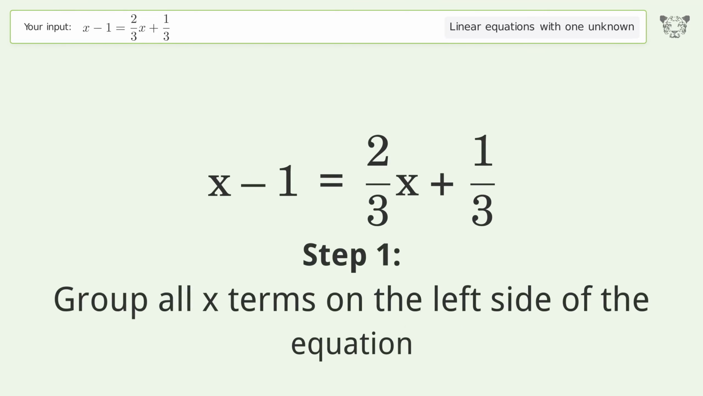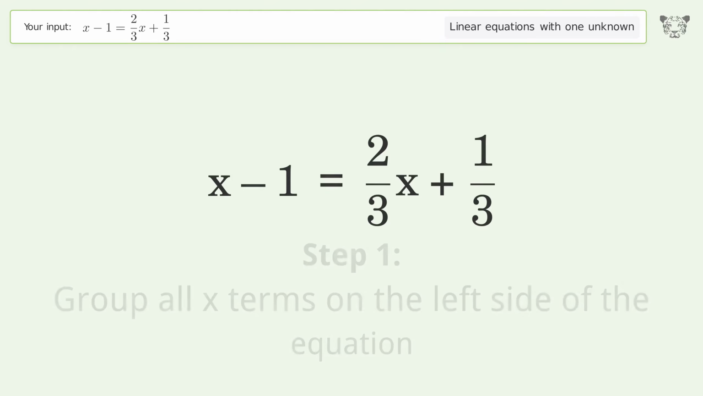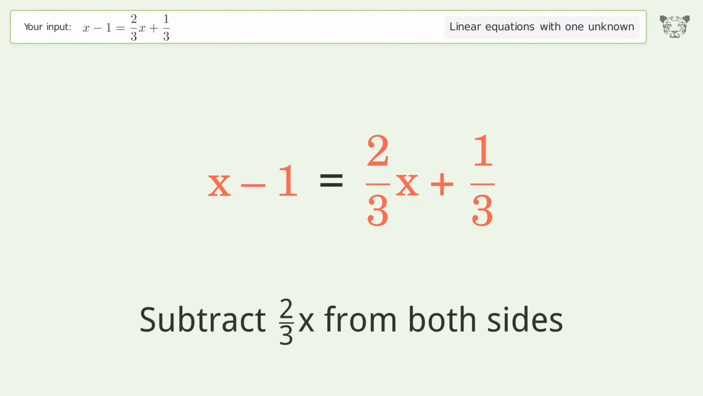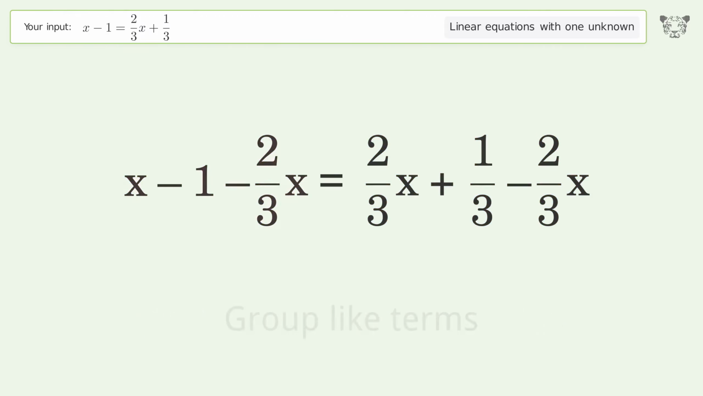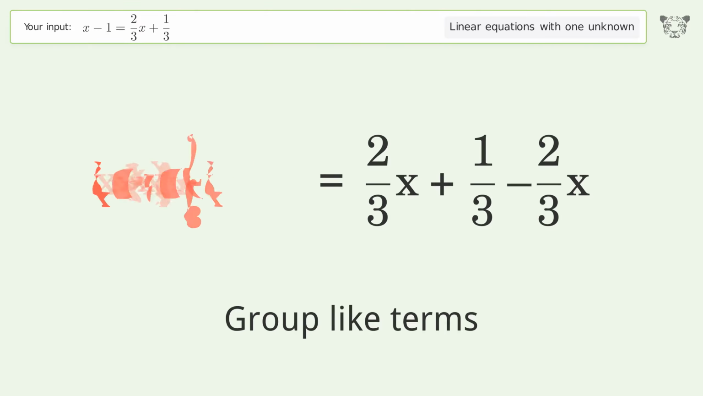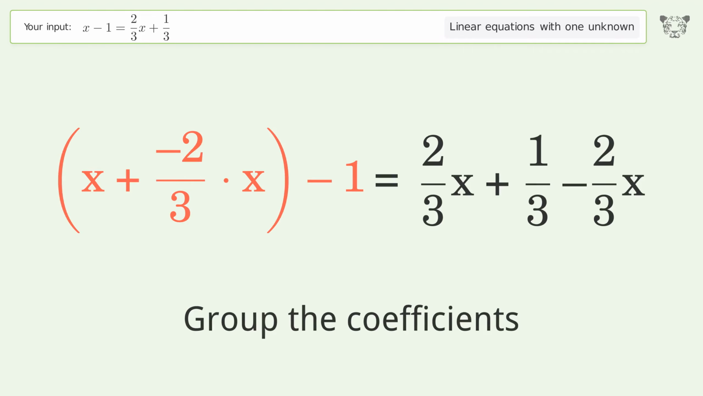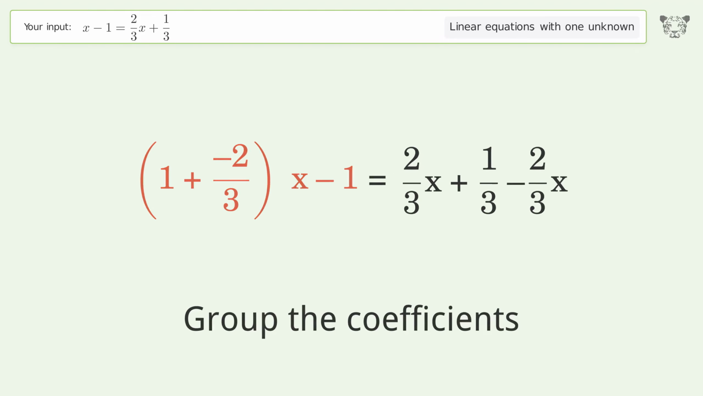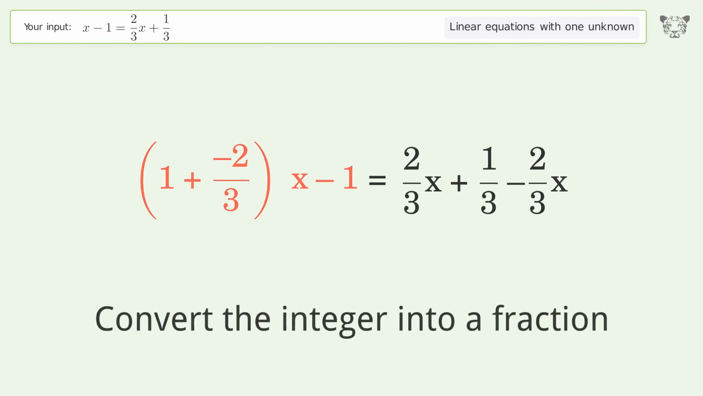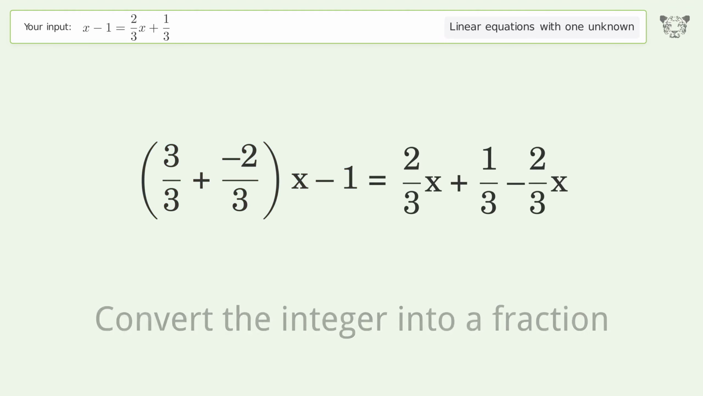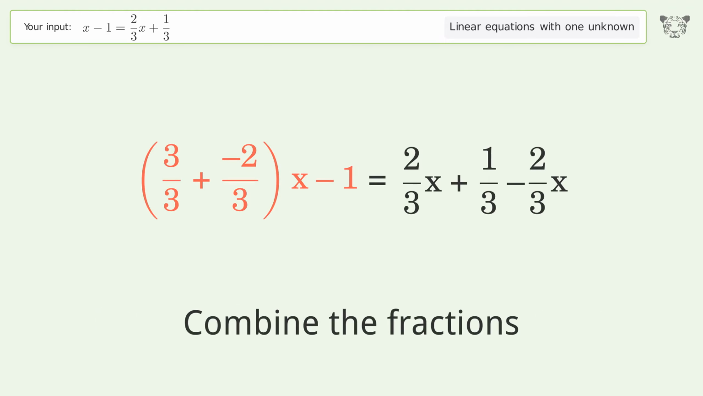Group all x terms on the left side of the equation. Subtract 2 over 3x from both sides. Group like terms. Group the coefficients. Convert the integer into a fraction. Combine the fractions.